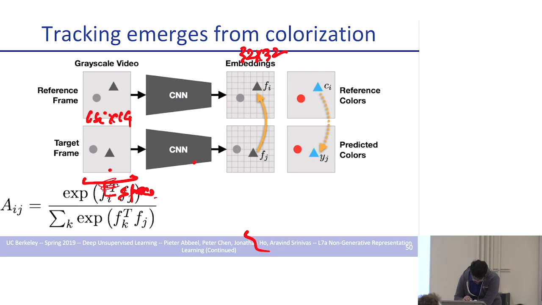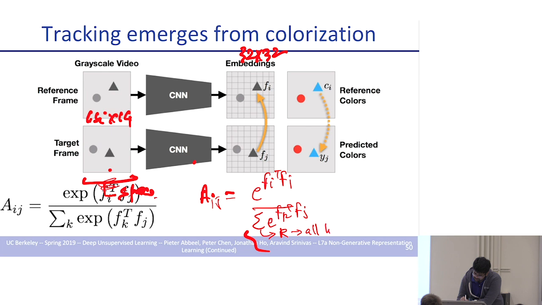Never mind. So Aij is e to the power of Fi transpose Fj, divided by sigma of e to the power of Fk transpose Fj, where k is all the locations. So you're basically trying to figure out for all different j's how much the correlation is for that spatial embedding with i. And this is just self-attention.